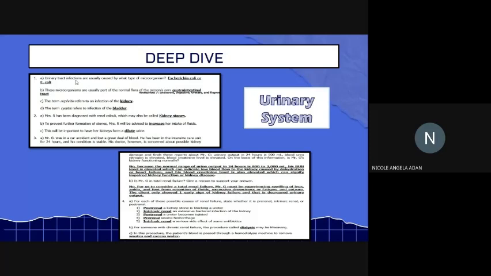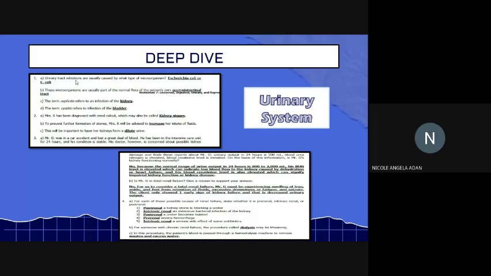Number 3B, is Mr. G in total renal failure? Give a reason to support your answer. No. For us to consider a total renal failure, Mr. G must be experiencing swelling of legs, ankles, and feet from retention of fluids, excessive drowsiness, or fatigue, and seizure. The client only showed one early sign of kidney failure, and that is decreased urinary output.